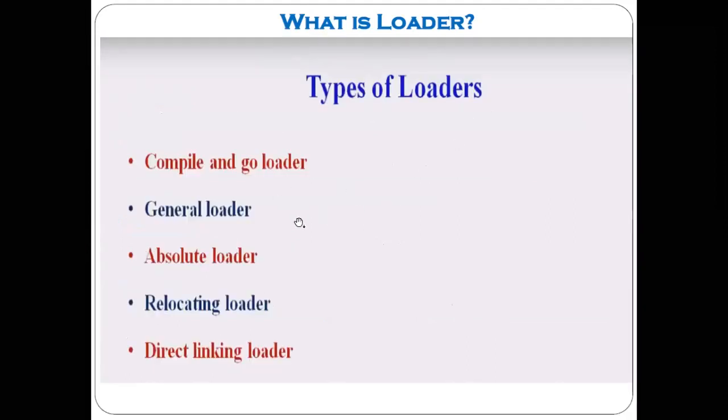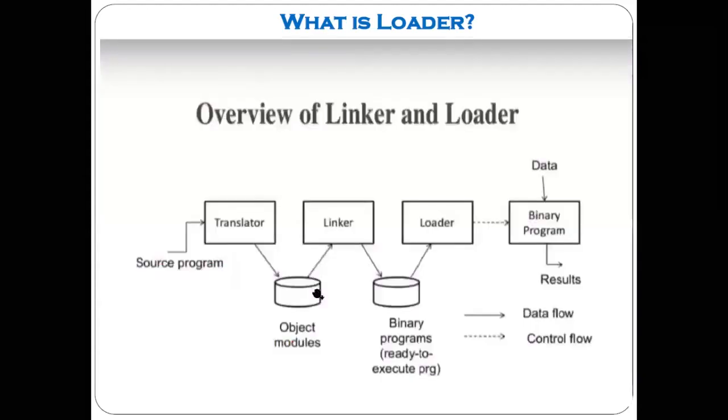So these are the types of the loader. Mainly compile and go loader, general loader, absolute loader, relocating loader, and the direct linking loader. So this is the overview of linker and loader. Already last time also I have told you. Translator takes the input as a source program and generates the object module.